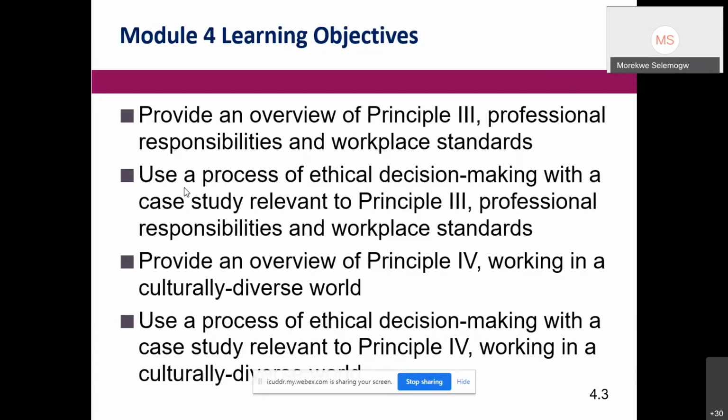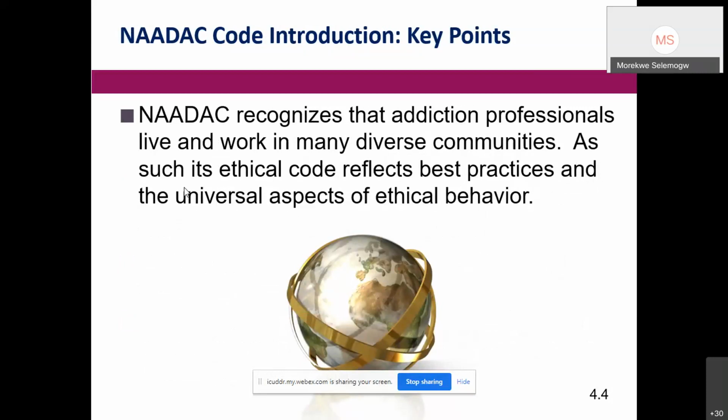Principle 4, working in a culturally diverse world. And then using the same information to make ethical decision making with a case that is relevant to that principle. Now, having said that, let's now look at NAADAC's code introduction.